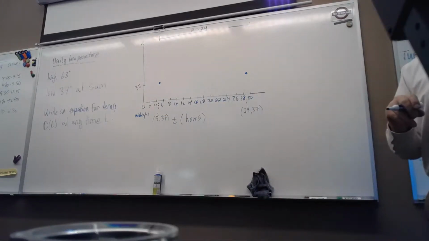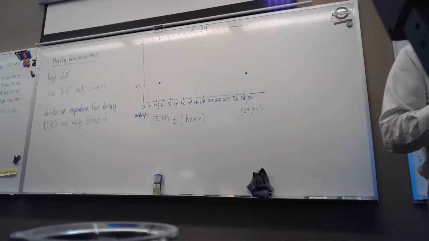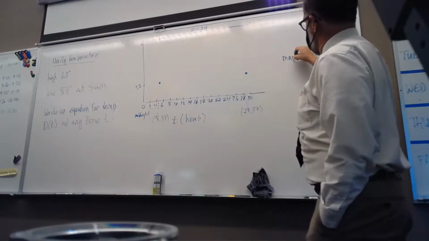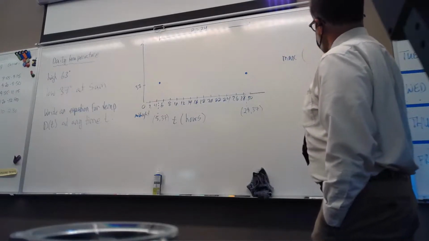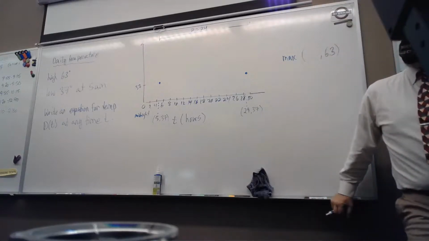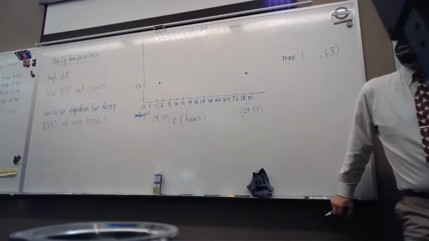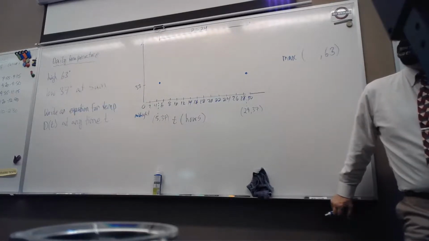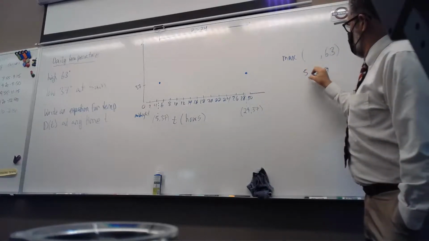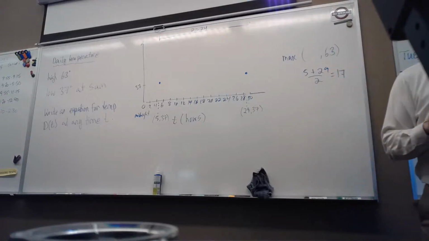So where's the maximum going to be? 63. Nice. And where? Cameron? 17. Why? Took the average of 5 and 29. Are we in agreement? Yes.